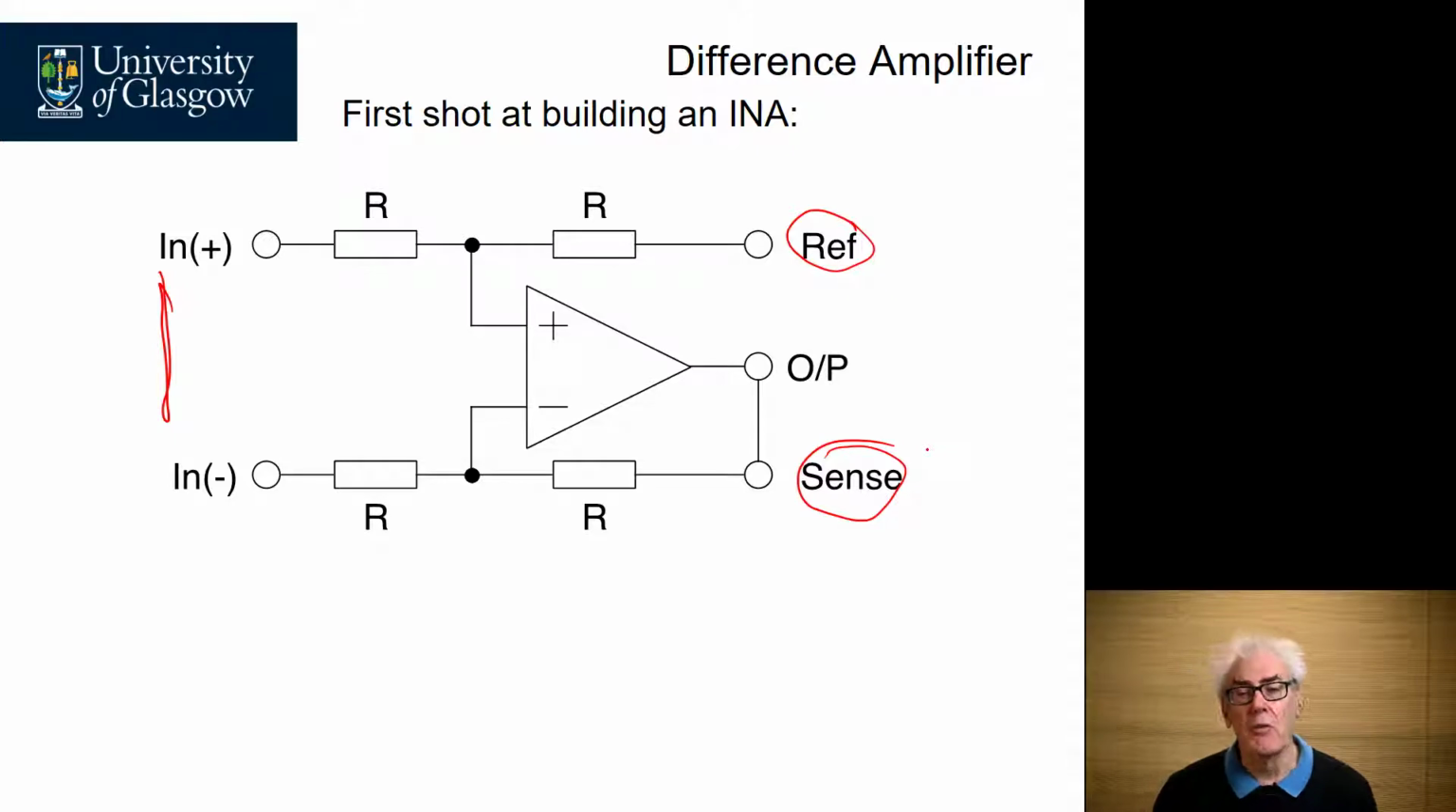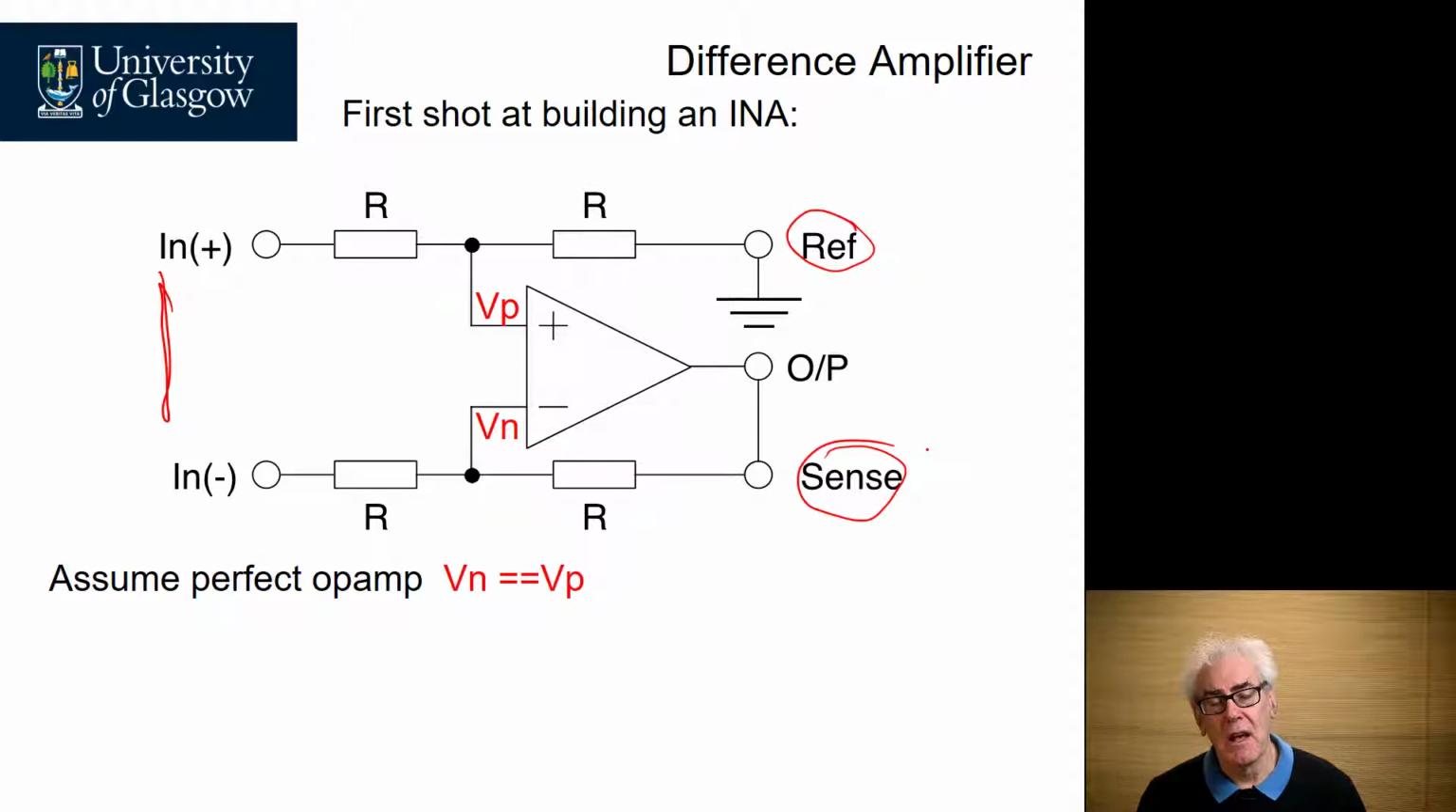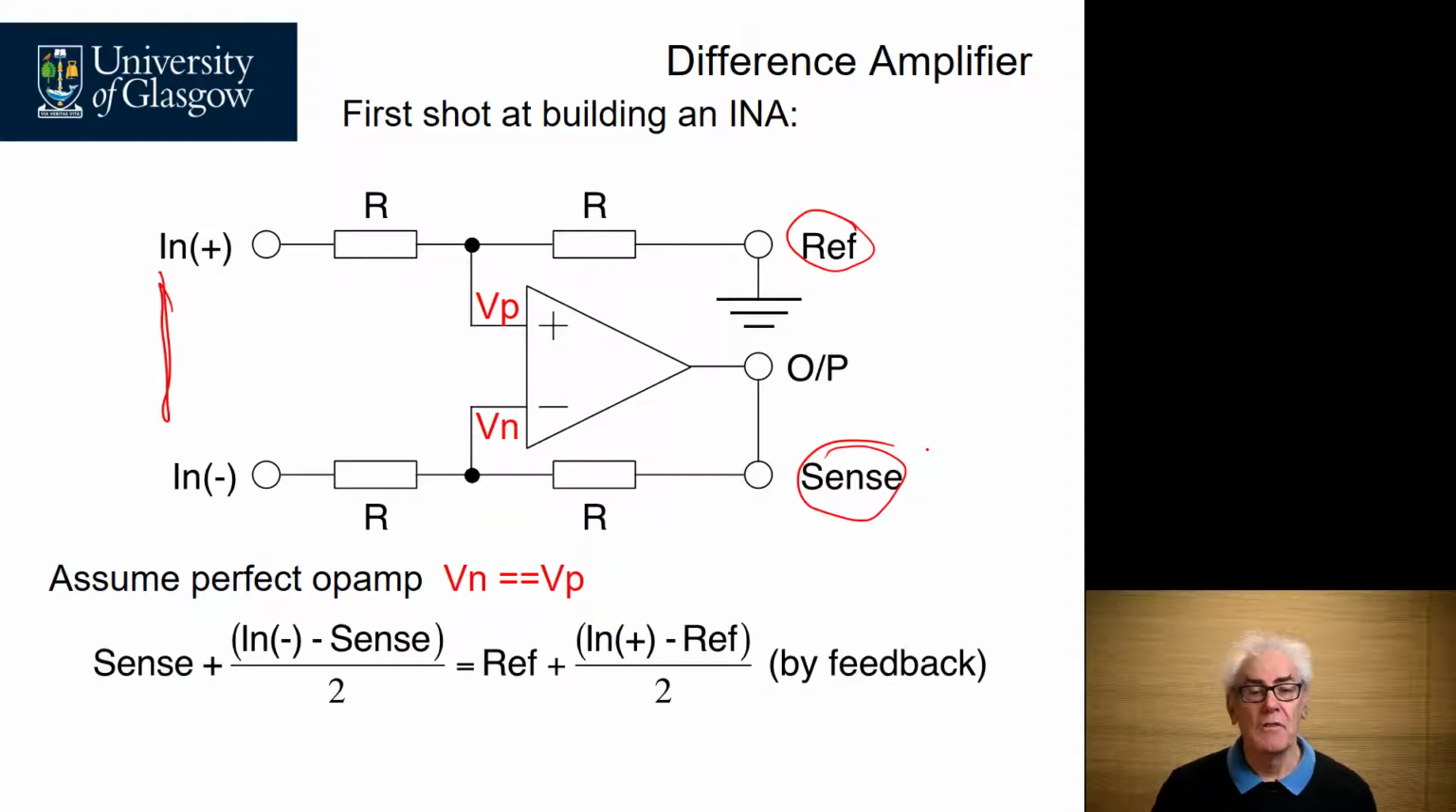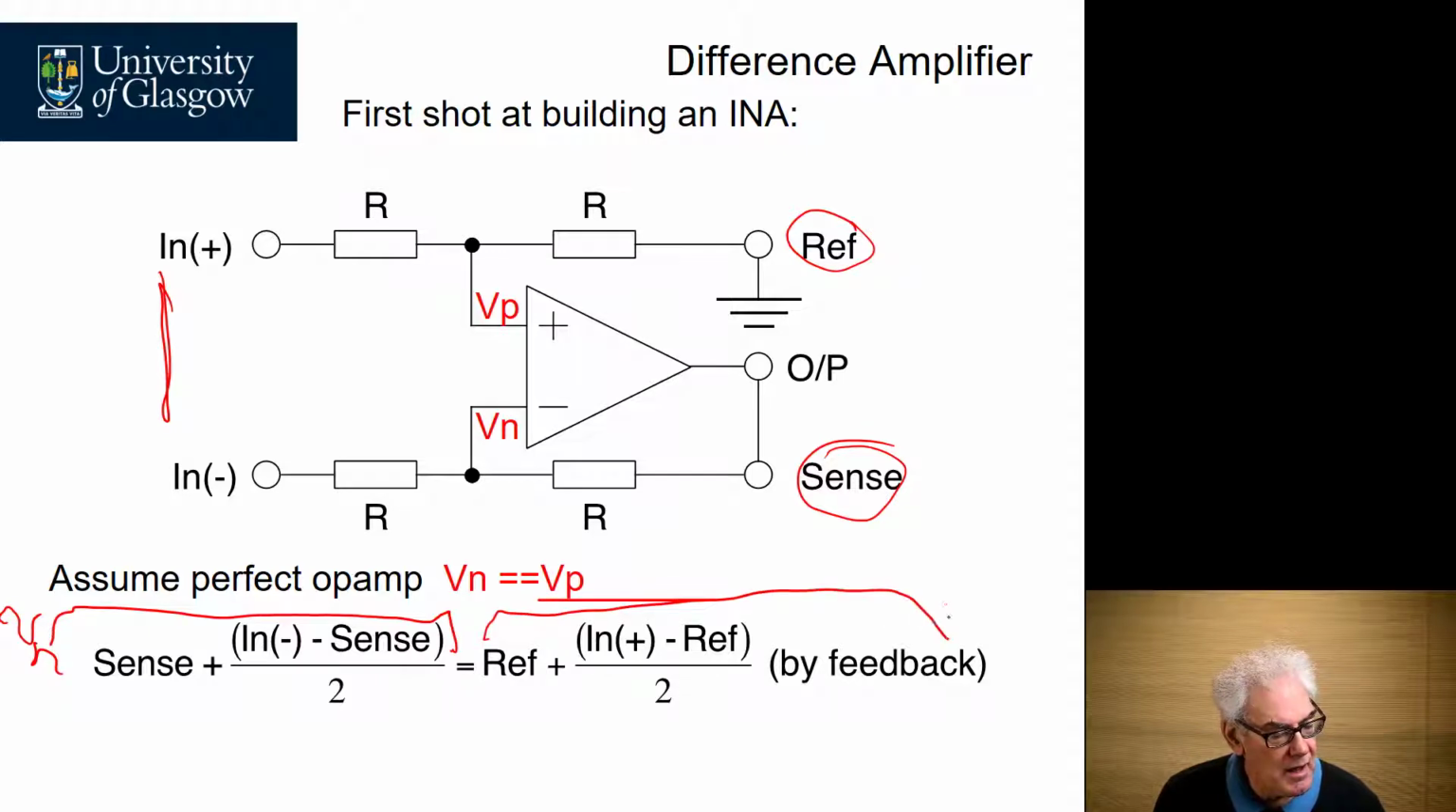First of all, we join our output to the sense connector, and we join the reference to ground. The triangle we should assume is a perfect op-amp, and we can now do the analysis around this circuit to find out what the transfer function is and what the performance will be. It's a perfect op-amp, so we can assume that Vn equals Vp, and we can calculate out Vn and Vp. This here is Vn, and this here is Vp.